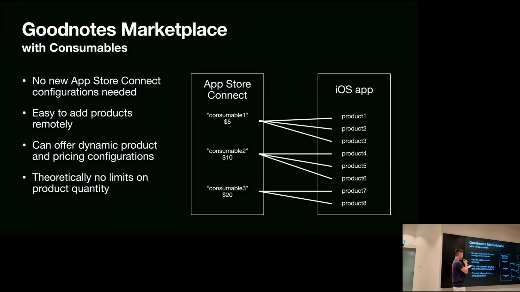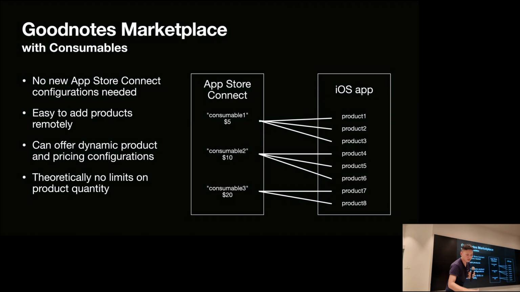And with this strategy, theoretically, we have no limits on product quantity because we can set any products that we want and point them to any existing consumable identifiers. In very, very rare cases where we want very special pricing, then maybe we have to add a new consumable purchase, but that happens very rarely because most of the time we already have at least one of those prices set up for new products.